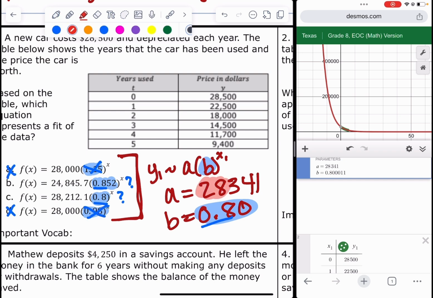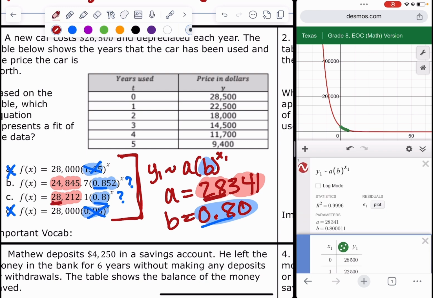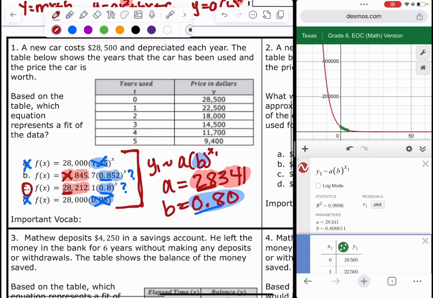Now if I look at 28,341, you have 24,848 and 28. So when I look at these, I like to look at the first two numbers, and I see that this is 24,000, this is 28,000. My answer is closer to C. Remember, I'm looking for the closest answer, not the exact answer, the closest answer.